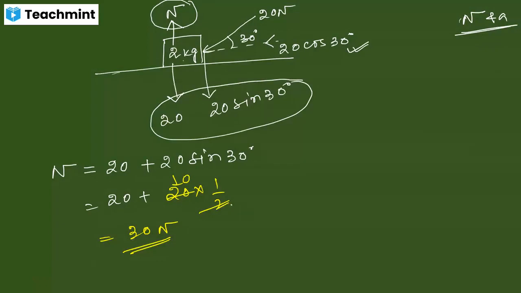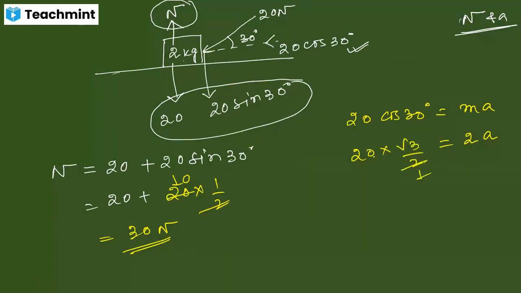Now I have told you that due to the horizontal component of the force, the object will be in acceleration. In this case, the force is unbalanced in nature. So obviously we can say that 20 cos 30 degree equals mass into acceleration. What is the mass of the object? This is 2 kg multiplied by the acceleration. It equals 20 multiplied by cos 30, which has the value root 3 by 2.